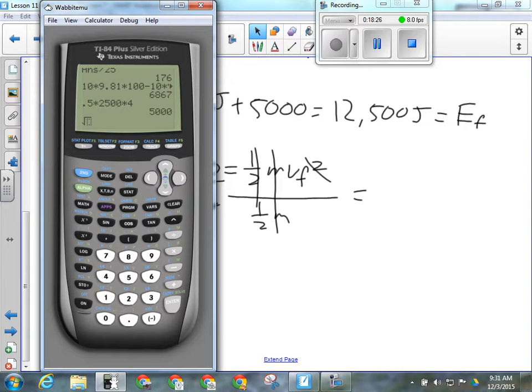I should probably use brackets. That would be better. 12,500 divided by 0.5 times 2,500. 3.16 meters per second. Now, I've broken that down really piecemeal. I wouldn't do it that way myself. I'm going to show you how I would do it. It's mathematically the same, but not broken down in the same way.